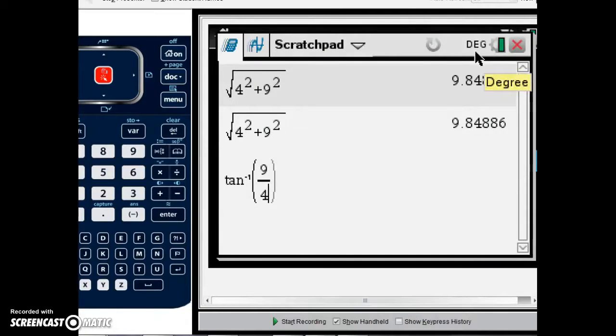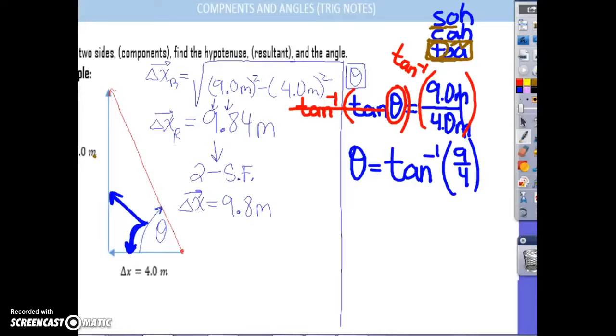And then you would look up here to make sure you're in the right setting. And enter. There's our degrees. Now, does this answer make sense? That 66 degrees makes sense. You have to make sure it does make sense. And how do you do that? Okay, we got theta equals 66 degrees.